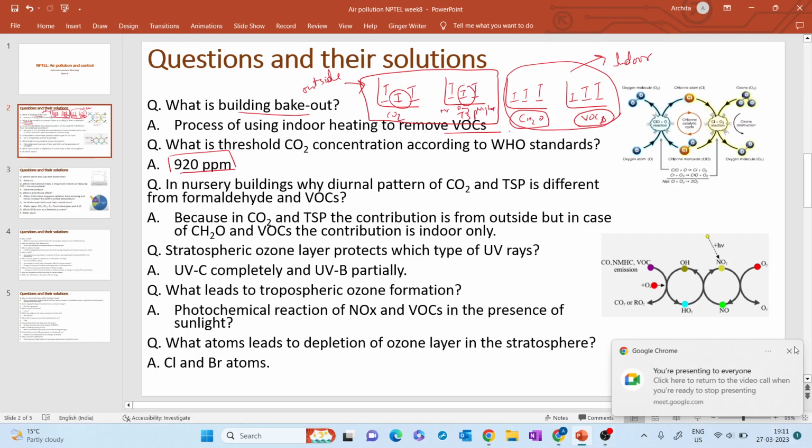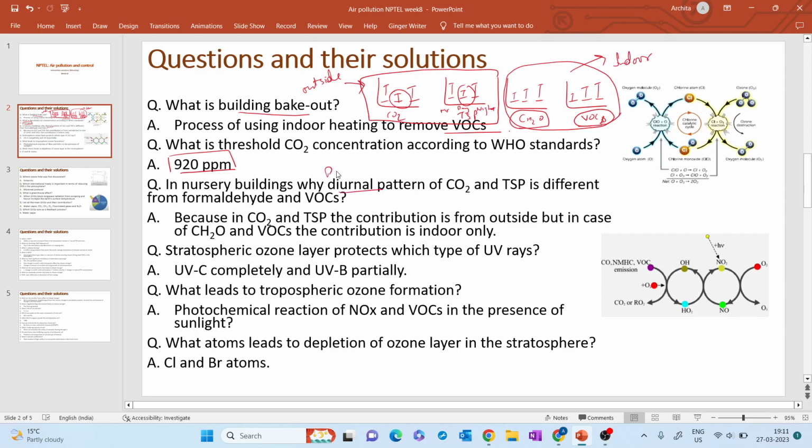Okay, so that is the major takeaway from that nursery study, which was a case study. The contribution for CO2 and TSP can be from outside because they show a similar diurnal pattern. Diurnal means day and night pattern.